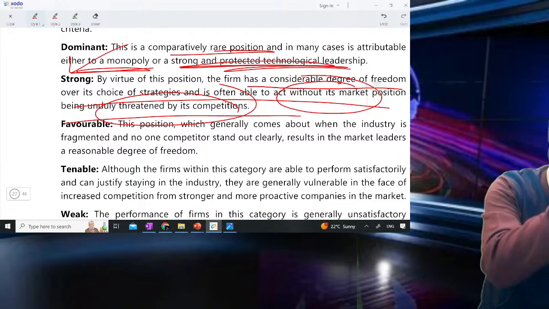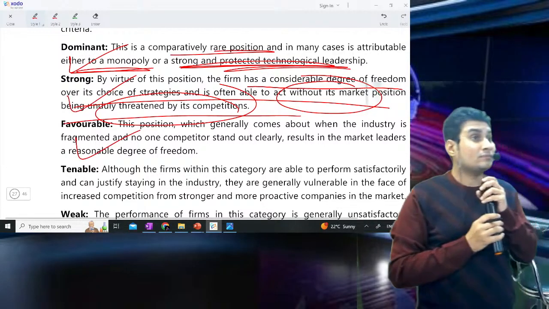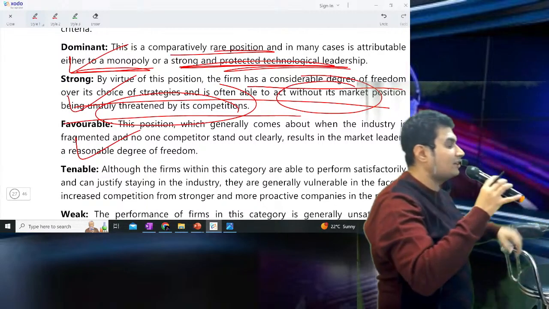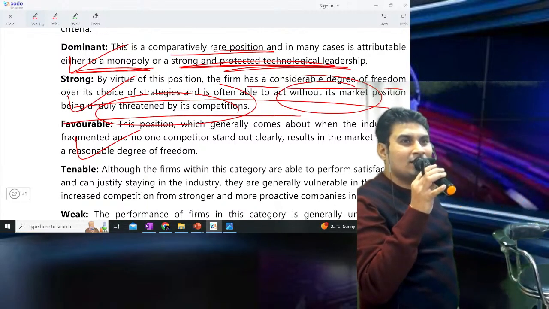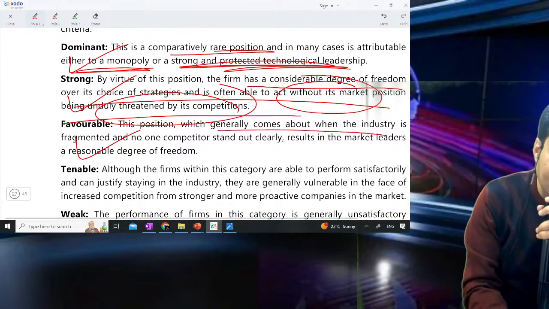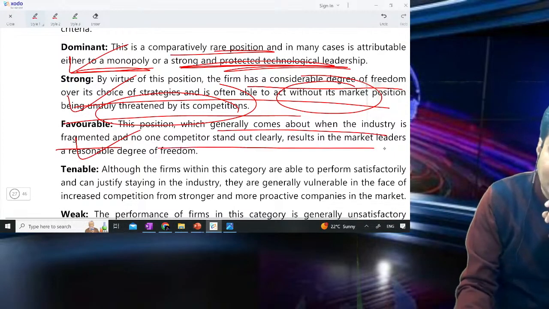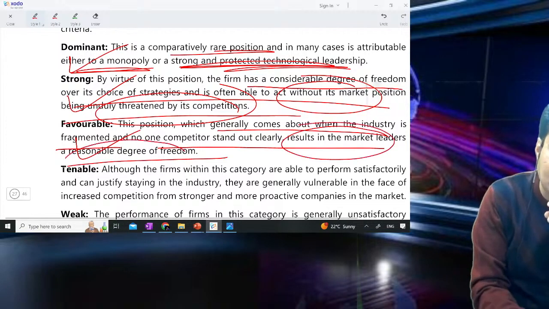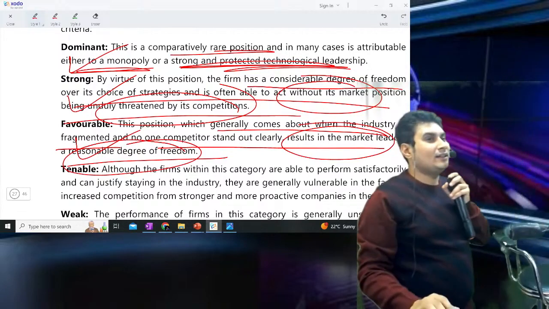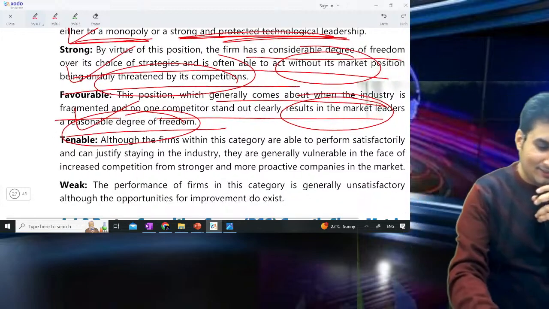Example. Every one we will take an example. Airtel, here you have to take. Favorable is what? No one stands out. Everyone has 30% market share, but I have 40%. Something special. What? That I don't know, but I have. People come to me. This comes when the industry is fragmented. What is fragmented? Divided. No one stands out, but the market leader has a reasonable degree of freedom. All are 30, but I am 40. I don't know what I have, but something.